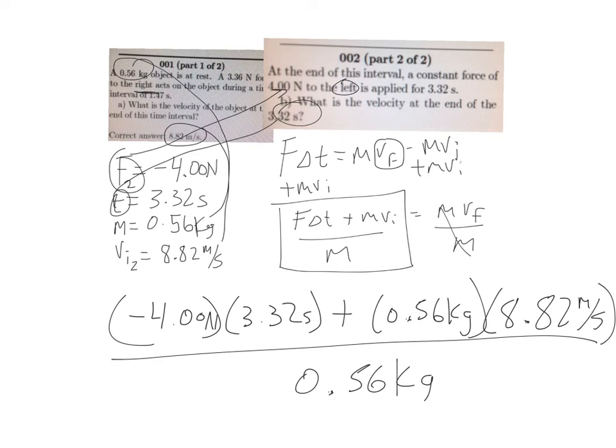So basically this says that this object was moving 8.82 meters per second to the right. And so we have a momentum, the initial momentum right here that it has. And we are going to add an impulse of negative 4 newtons for this amount of seconds. So that'll end up giving us a change in momentum. And if we want to know how much the new velocity is, we're going to divide by 0.56 mass, and that'll give me my VF.